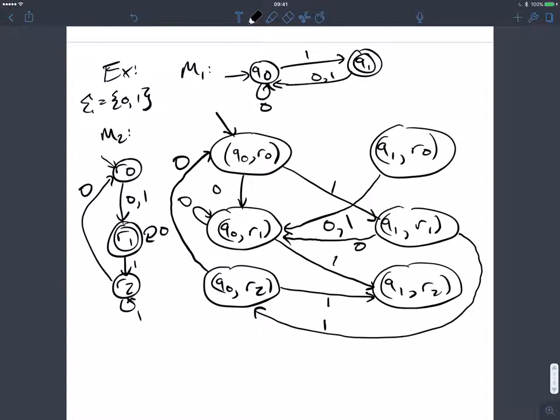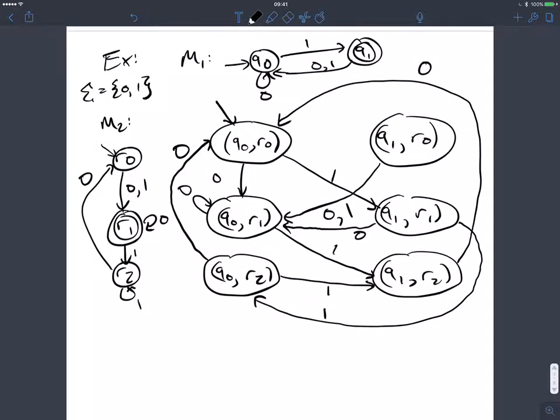Two more transitions. Q1, R2, where do I go on input 0? So I go to Q0 always. R2 on 0 goes where? R0. Oh boy. I've had recitations where it gets worse than this. Trust me. All right, one more to go, finally. Q1, R2 on input 1, where do I go? Q0 always, and R2 on 1 goes where? R2. So I'm going to go to Q0, R2.